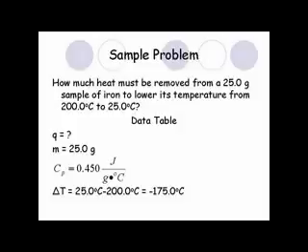Our mass is 25 grams. The specific heat of iron is 0.450 joules per gram times degrees Celsius. If you notice, iron has 1/10 the specific heat that water does. So again, this is a characteristic or intrinsic property unique to the substance. Our change in temperature is our final temperature, which is 25 degrees Celsius, minus our initial temperature, which is 200 degrees Celsius. So our change in temperature is negative 175 degrees Celsius.